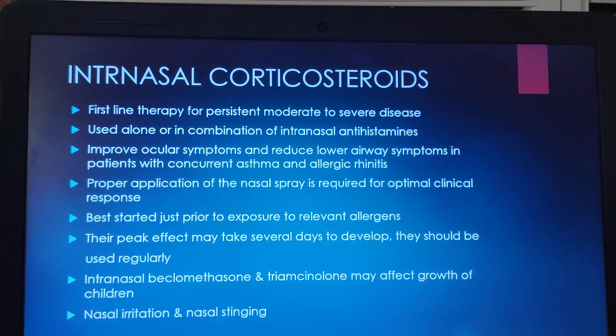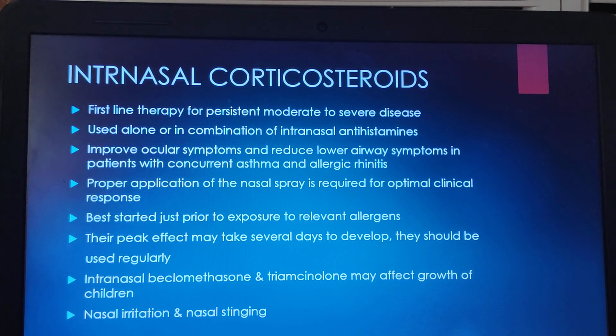Now, once the oral antihistamines are tried or given, there could be a need for intranasal corticosteroids. They are the first line therapy for patients who have persistent, moderate to severe symptoms. So they are not given for mild symptoms. For mild symptoms, usually the second generation antihistamines are enough. But if the patient has moderate to severe symptoms which do not respond to antihistamines, then you may require a spray of corticosteroids. These intranasal corticosteroids can be used as a single drug, or in combination with an intranasal antihistamine.